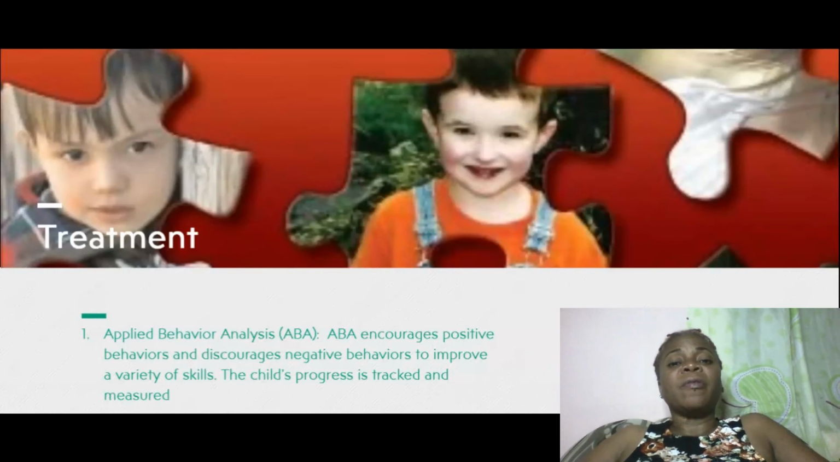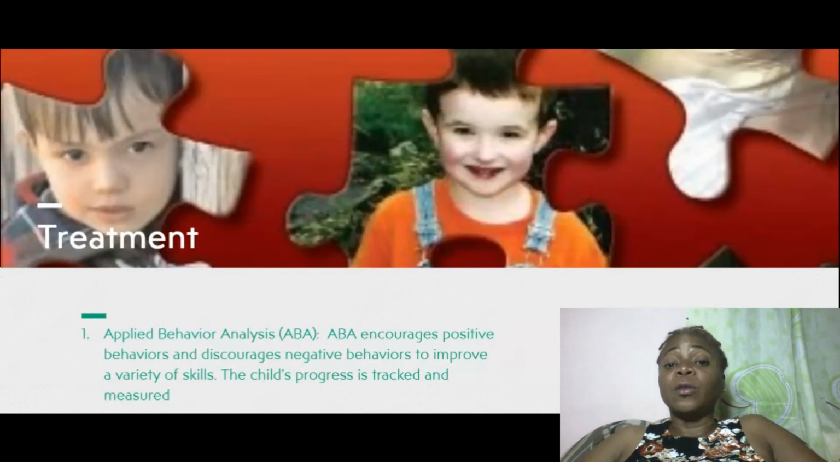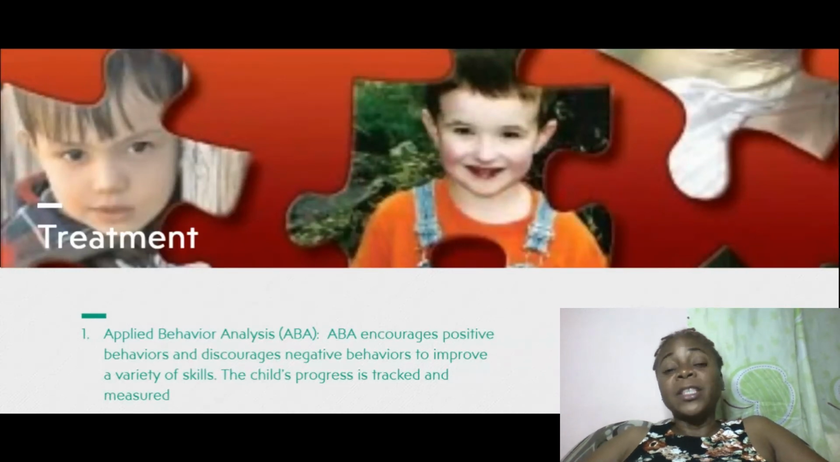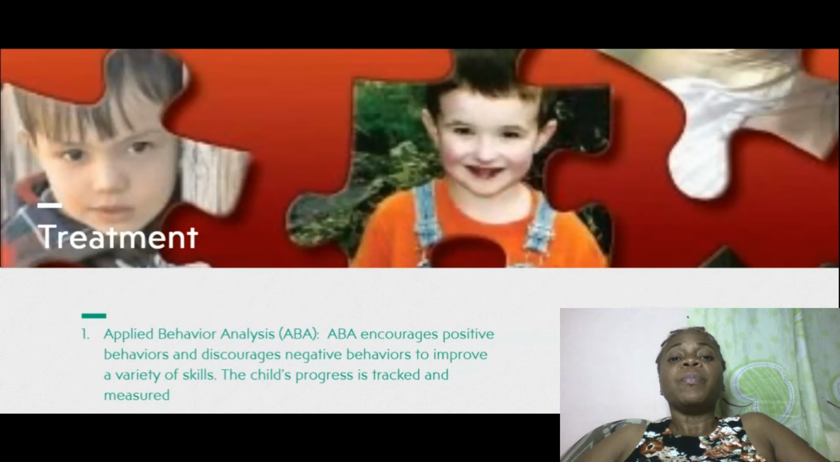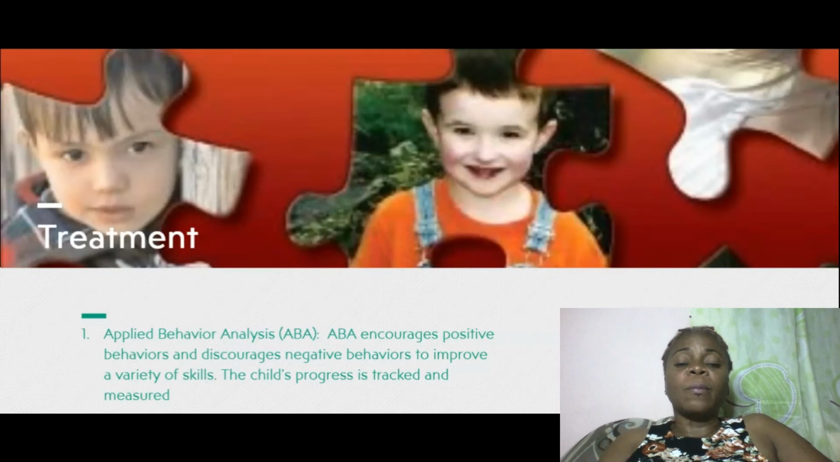And what happens with the use of ABA is that the child's progress is tracked and measured. So an ABA specialist will probably go to the child's school or the child's home, observe the behavior that is of concern to the parent or the educator. They will take baseline data, and from the baseline data, they will develop an intervention that will best suit the child's need so that the child can develop and function within their deficit.